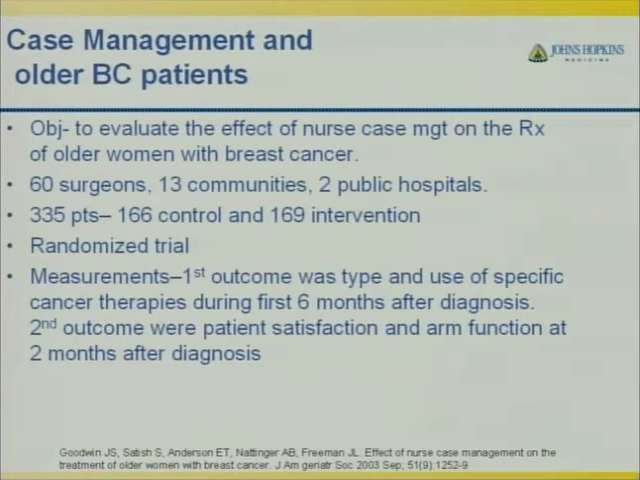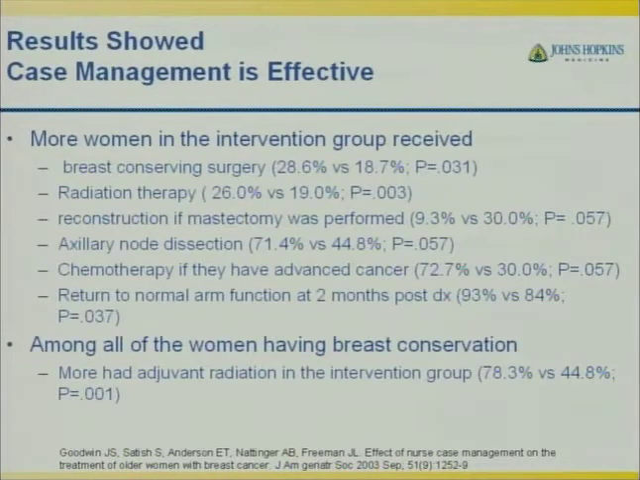The first outcome measured was the type and use of specific cancer therapies during the first 6 months after a woman was diagnosed. The second outcome was patient satisfaction and arm function at 2 months after diagnosis. More women in the intervention group did receive, and this was very important to measure what those treatment modalities were, more had breast conservation performed, did receive radiation therapy, reconstruction if mastectomy was performed, which was low, axillary node dissections when appropriate, and chemotherapy if they had advanced cancer.